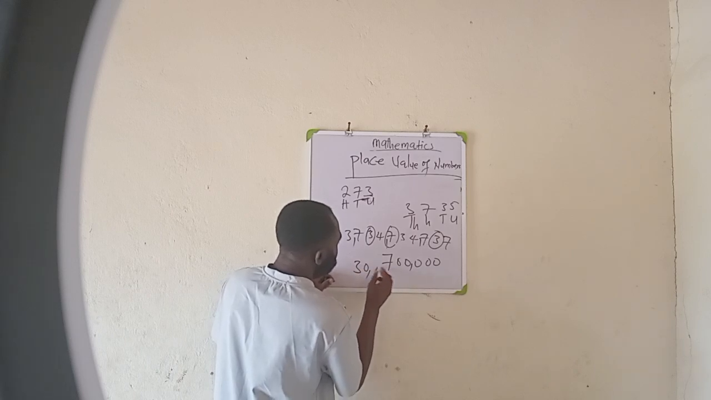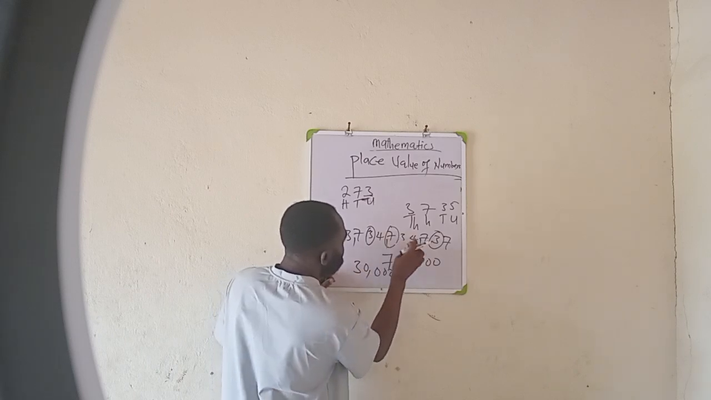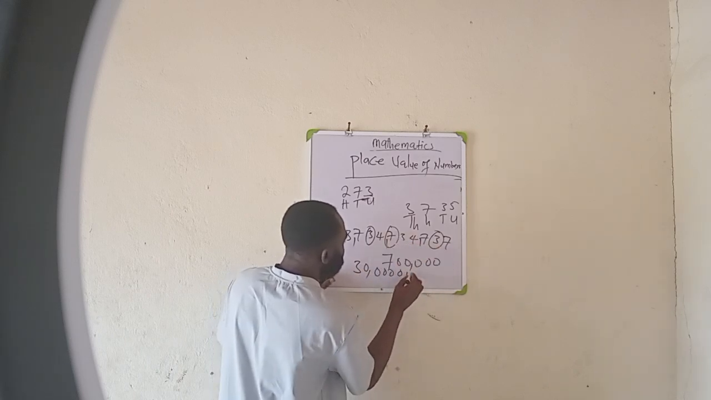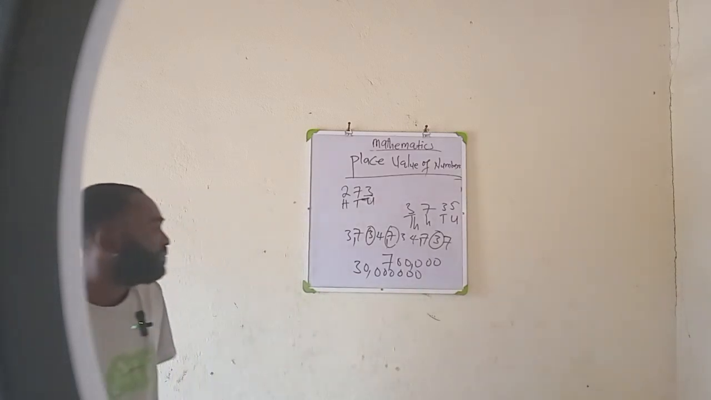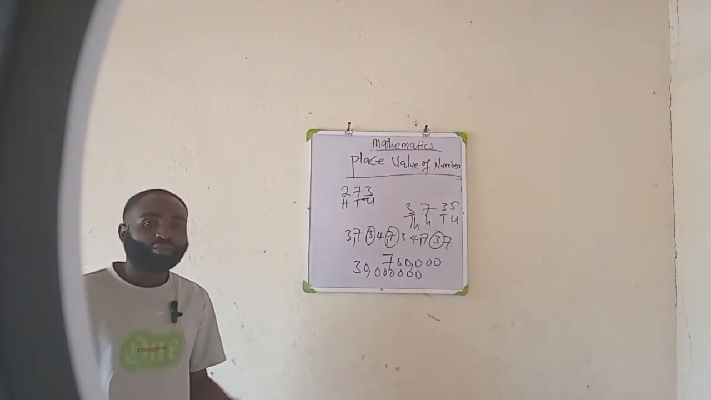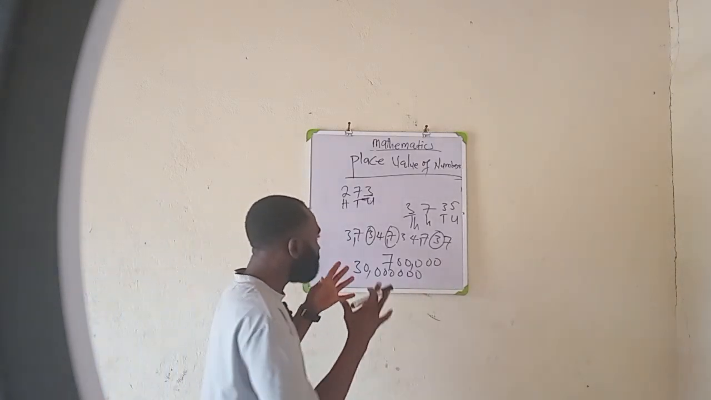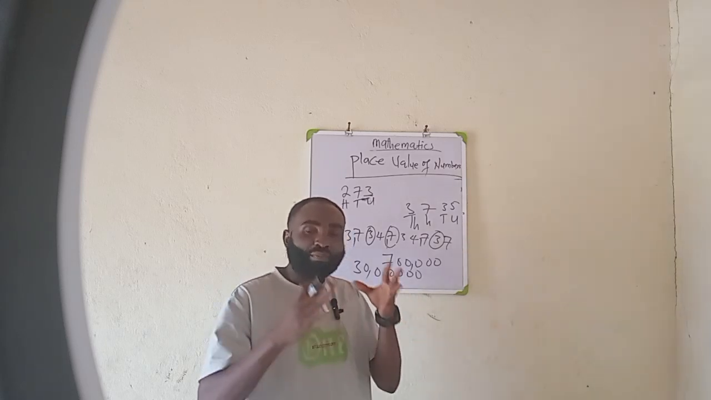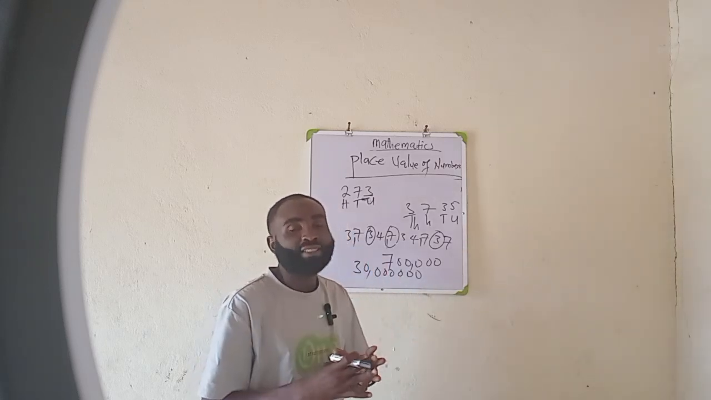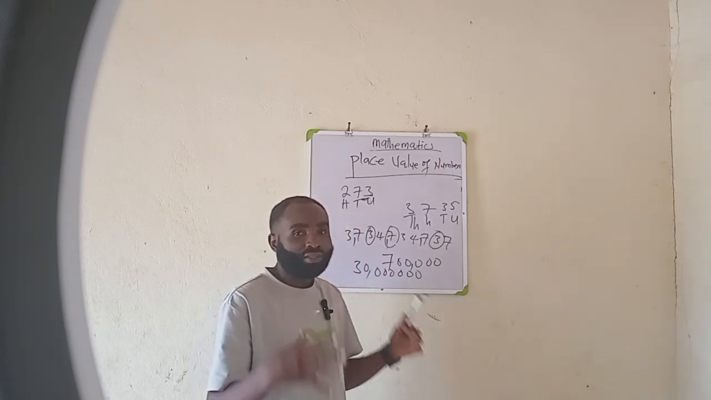30,000, because 1, 2, 3, 1, 2, 3. That will be 30,000 million. So that is how to identify the place value of each digit in a given number.